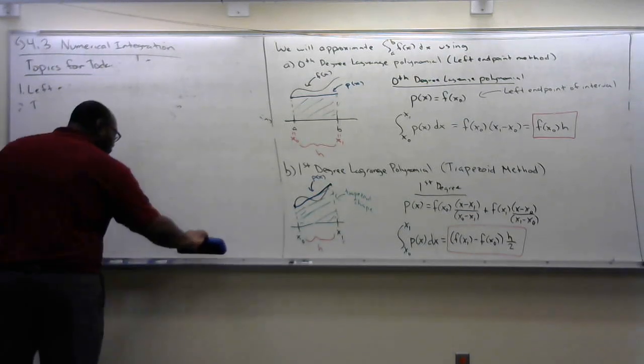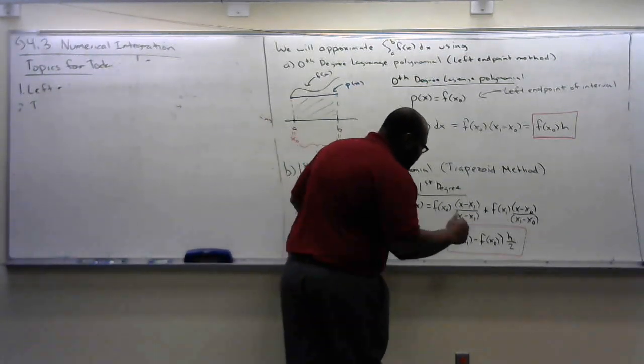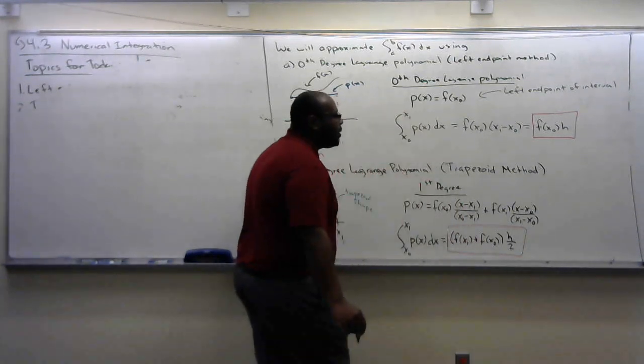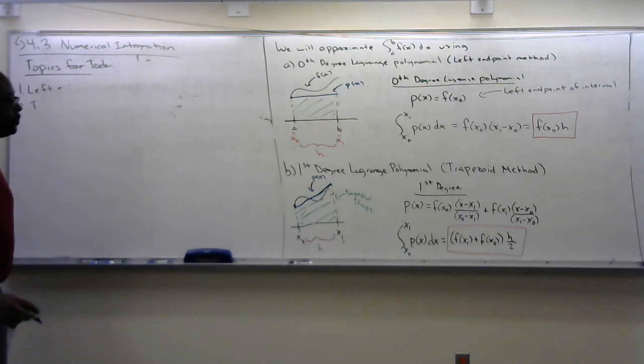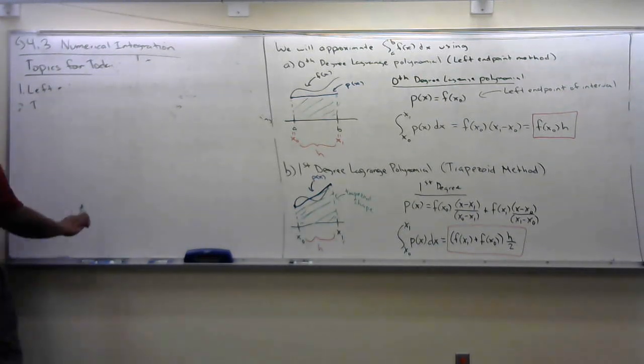Oh, I apologize. That should be a plus between these two guys. So this should be f of x1 plus f of x0 times h divided by 2. That's going to be a plus between those two guys: f of x1 plus f of x0 times h divided by 2. And the last one is c.